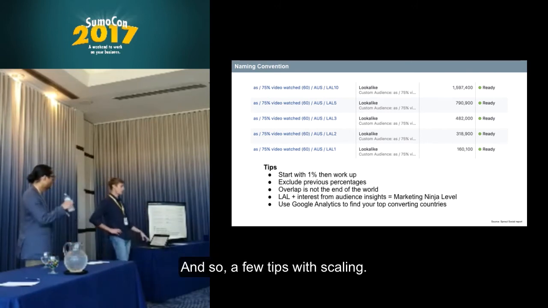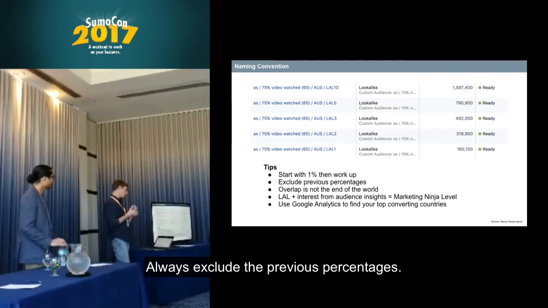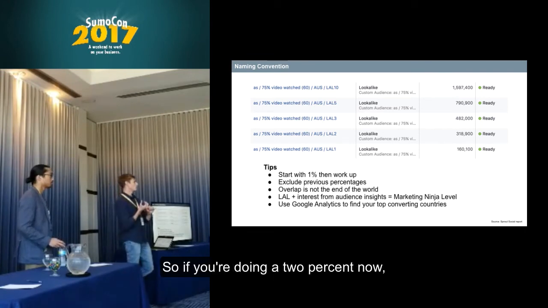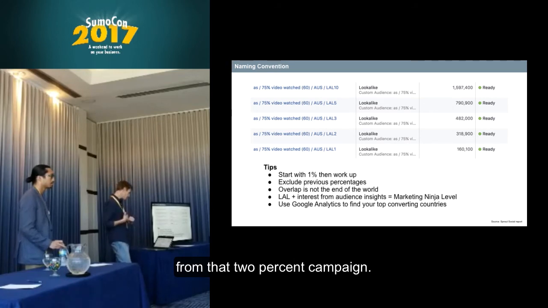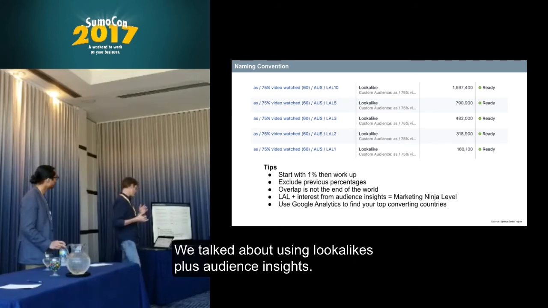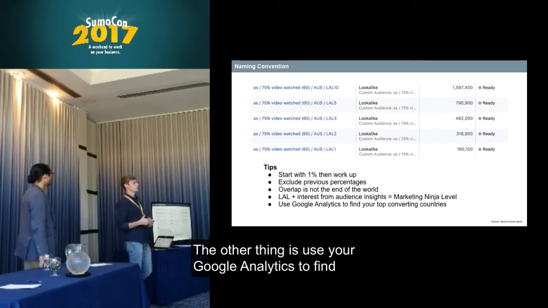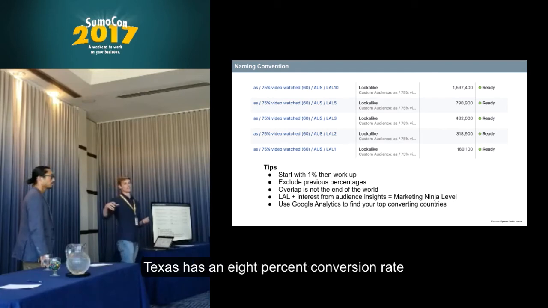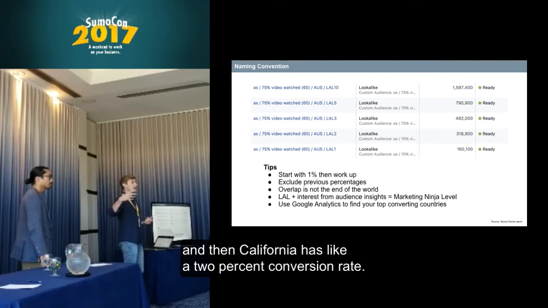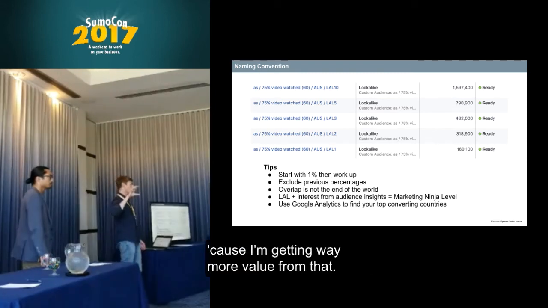A few tips with scaling. Make sure you start with 1% lookalikes, then go up. Always exclude the previous percentages. So if you're doing a 2% now, you want to exclude your 1% from that 2% campaign. We talked about using lookalikes plus audience insights. That's super powerful if you want to get started at scaling. The other thing is use your Google Analytics to find all the countries or states that are your highest converting. You might find that Texas has like an 8% conversion rate, and California has like a 2% conversion rate. So I want to spend my money on Texas because I'm getting way more value from that.